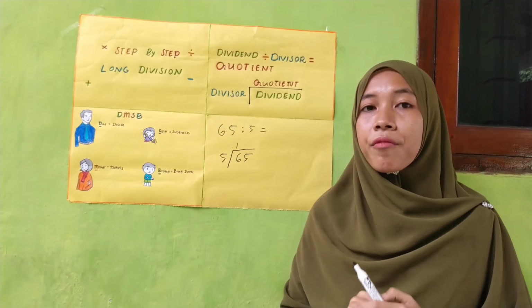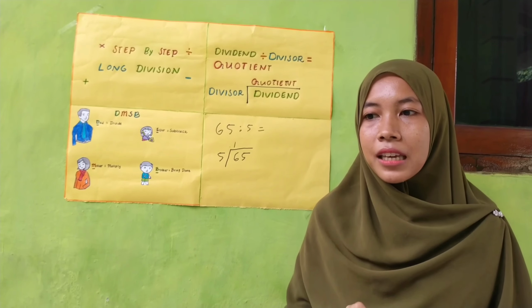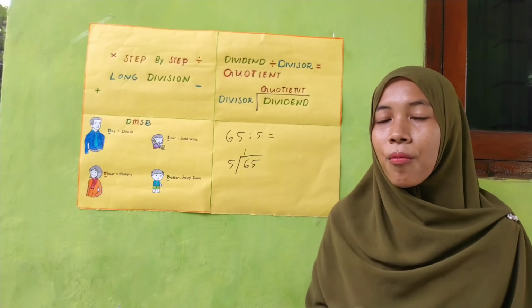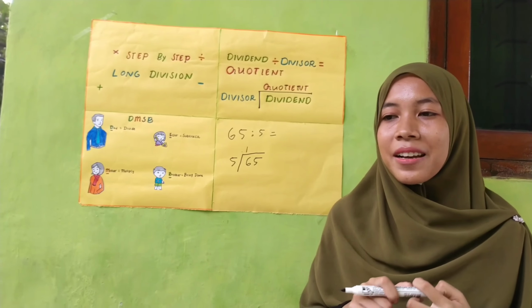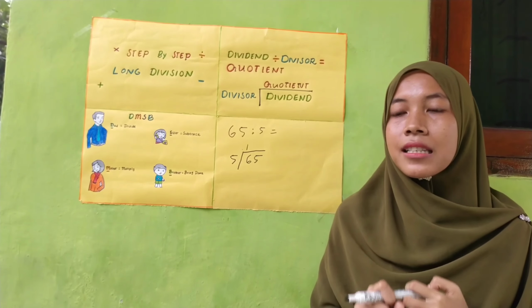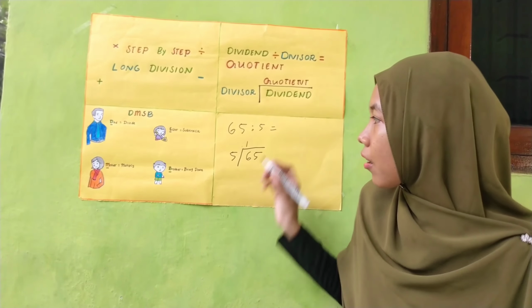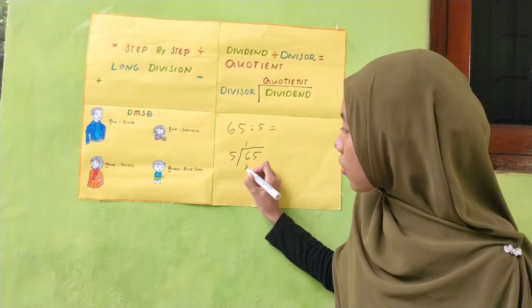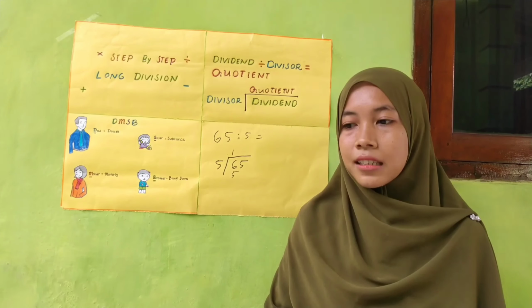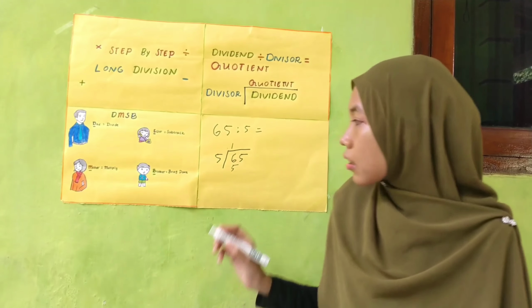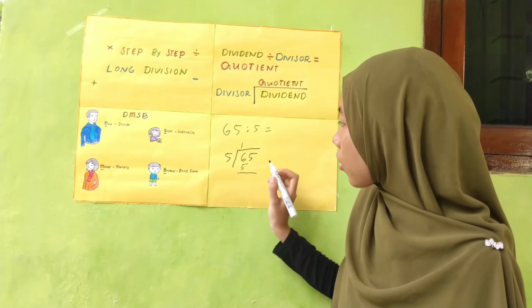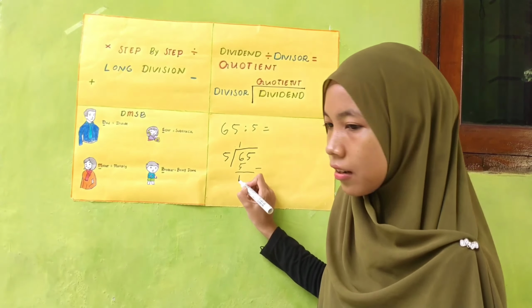Step 2. M for multiply. You multiply your answer from step 1 by your divisor. 1 multiplied by 5 equals 5. You write 5 under the 6. Step 3. S for subtract. Next you subtract. In this case, it will be 6 minus 5 equals 1.